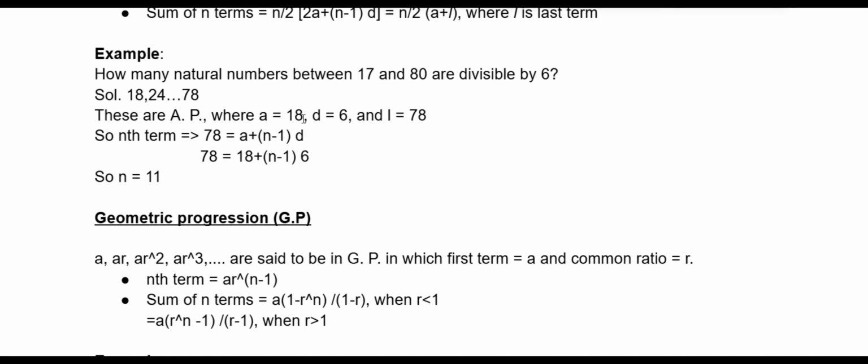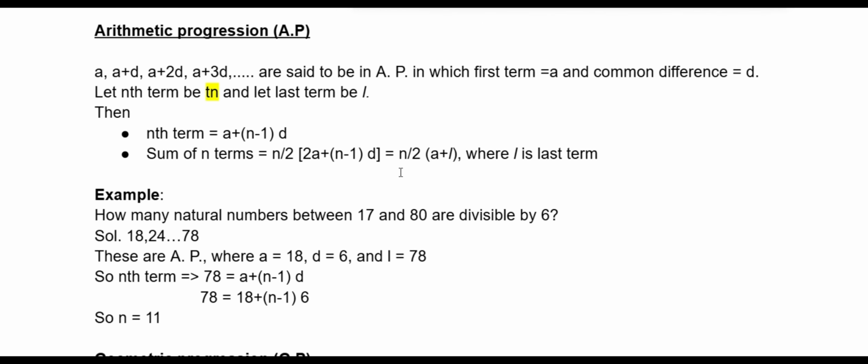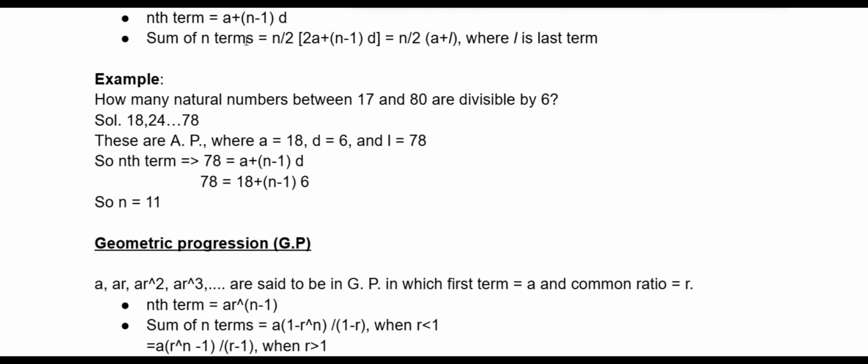Okay, so where A is 18, the common difference is 6, and the last term is 78. With this you can find the n value. The last term 78 is equal to A plus (n minus 1) into D. If you substitute, you will get the n value as 11. So how many natural numbers are there between 17 and 80 which are divisible by 6? 11 natural numbers. So if you have a common difference, then it is an arithmetic progression.